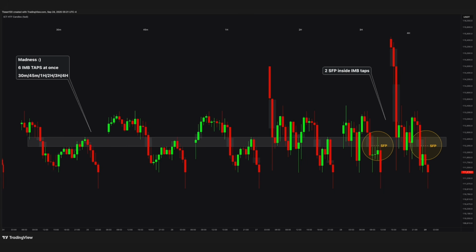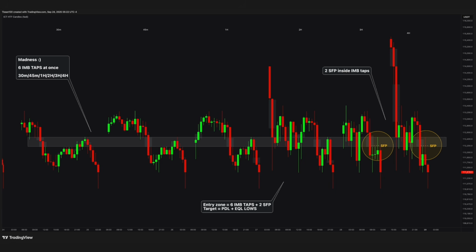So, what do we have in this entry zone? We've got 6 different imbalance steps, plus 2 swing failure patterns. On top of that, there's also a really clean target sitting below PDL, the previous day low, lined up with equal lows. Altogether, that makes this an A+++ high quality setup.